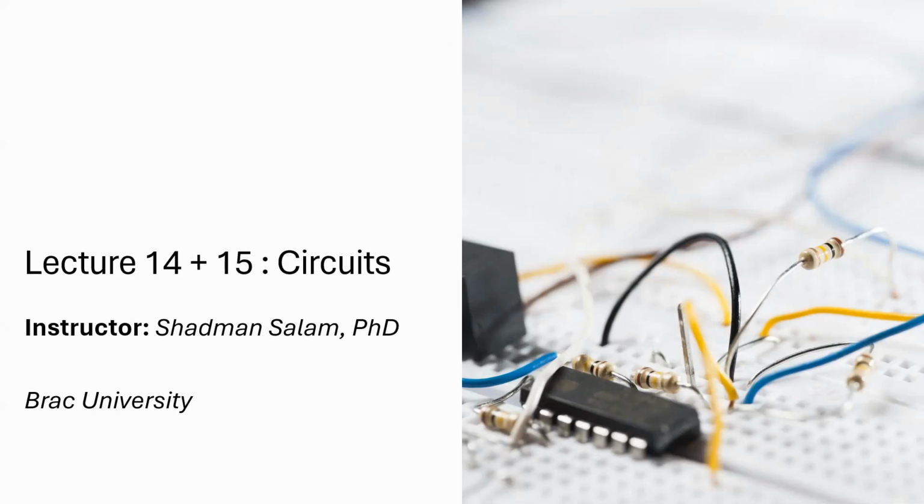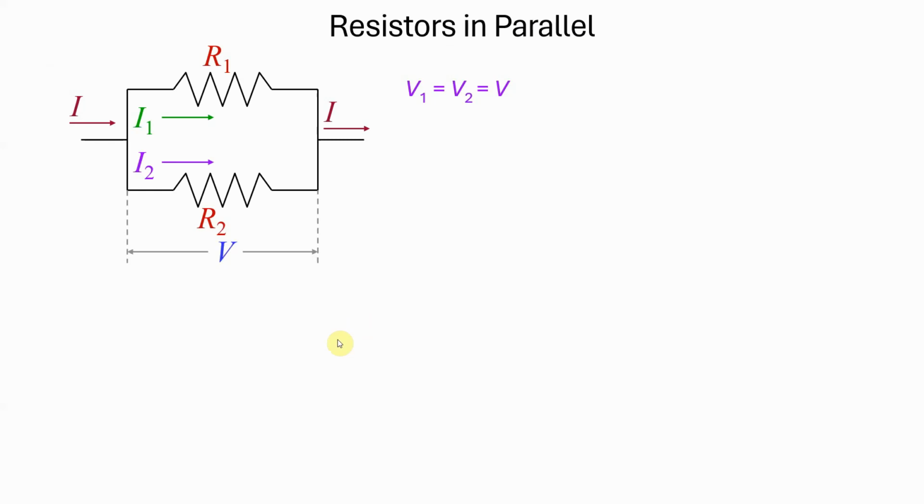Alright, so we're going to continue our talk on circuits. To begin with, let's talk about parallel circuits. We talked about series circuits in the previous class. Now, another circuit arrangement that is possible is of course a parallel arrangement. Just like we used to have parallel connections in capacitors, we can have parallel connections of resistors. So this is an example.